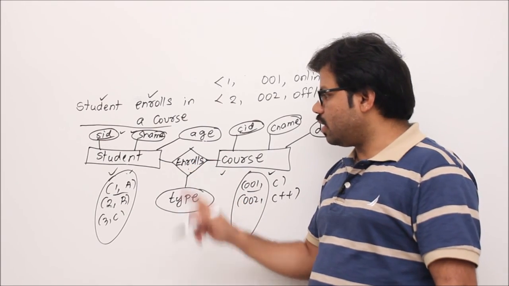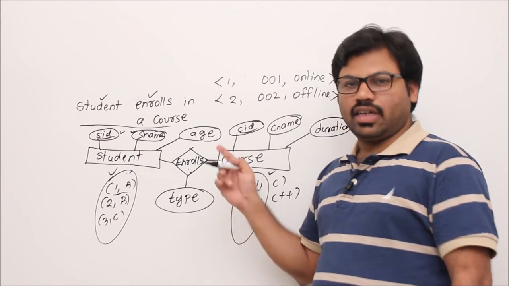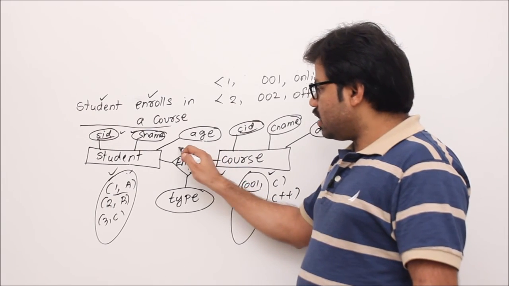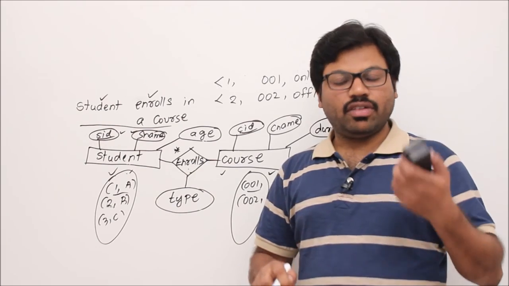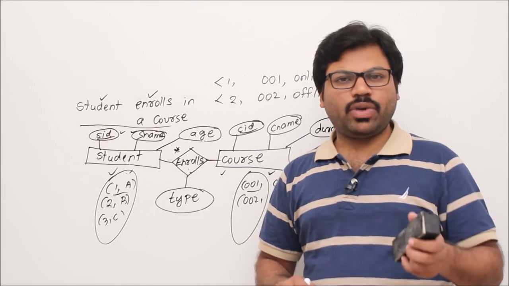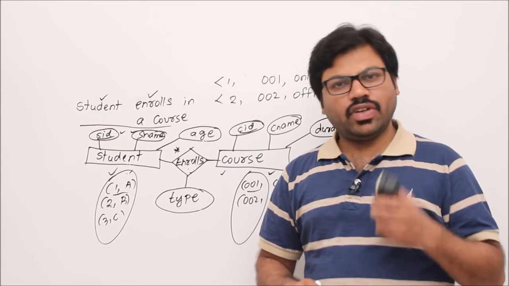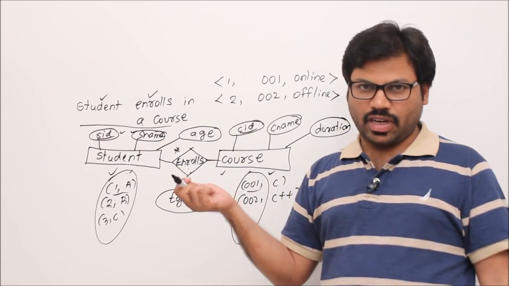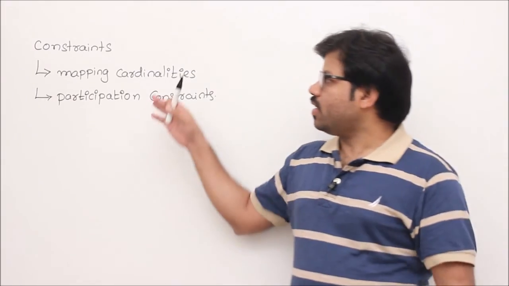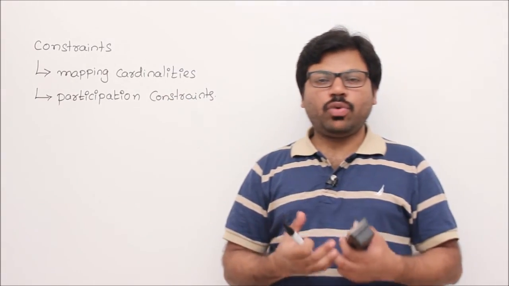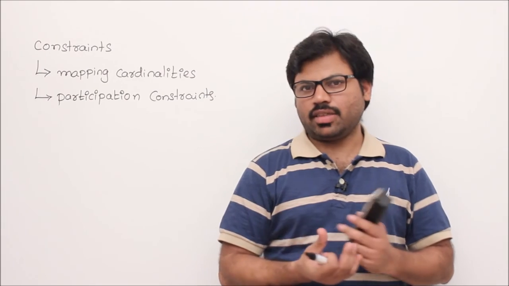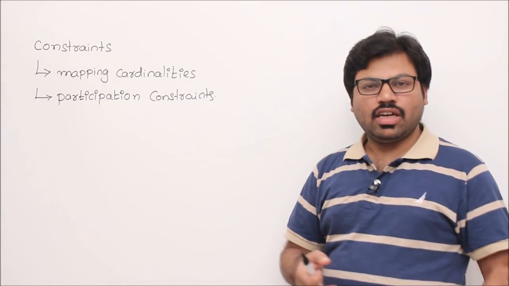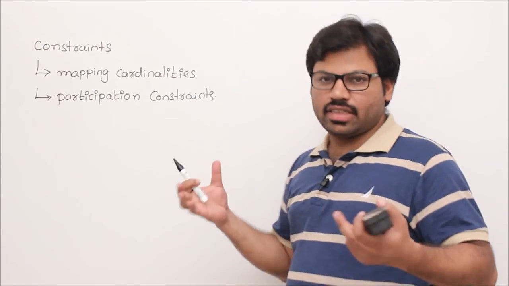To represent relationship, you need entities, correct? And one more thing. This relationship can have multiple properties or multiple conditions. We'll see one by one what kind of conditions this kind of relationship will have. Let us see what is constraint. That means we can put some constraints on this relationship. They are mapping cardinality, second one participation constraints. What is mapping cardinality? I will tell you with one example.